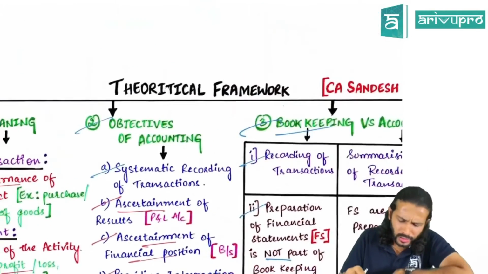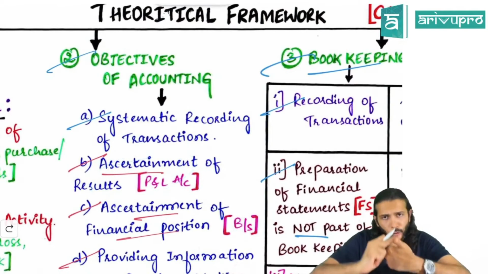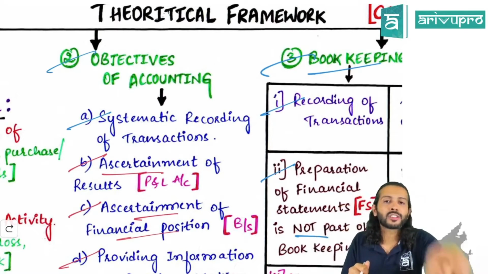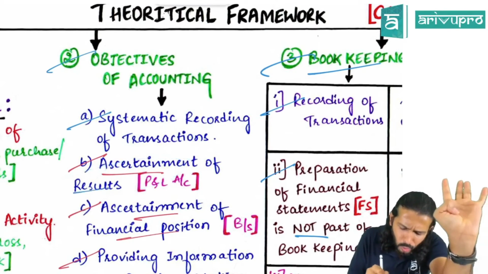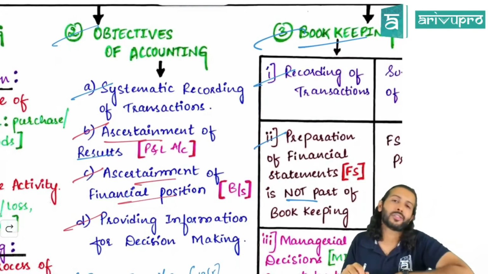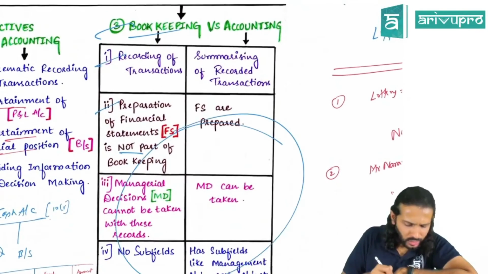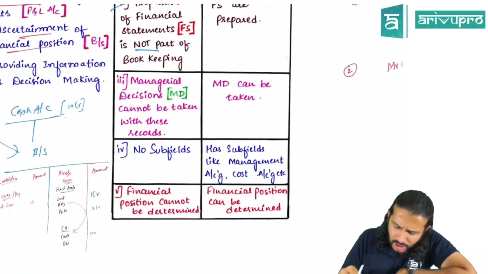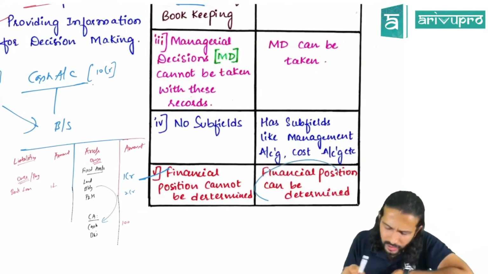What is the third difference you could tell? Will accounting give you the results? Through accounting, can you know profit or loss? Yes. Through bookkeeping, can you know profit or loss? No, because you're not preparing the P&L and balance sheet. So bookkeeping will not give you results, nor will it give you the financial position. That is another difference. Maybe you can include that also. Financial position is included here, results also, if you want.